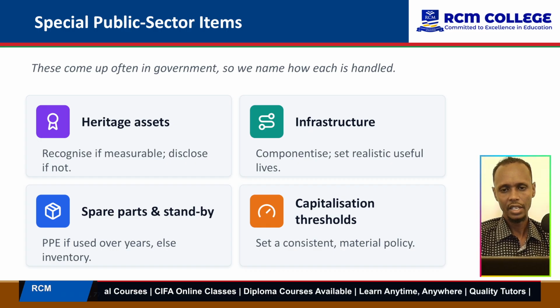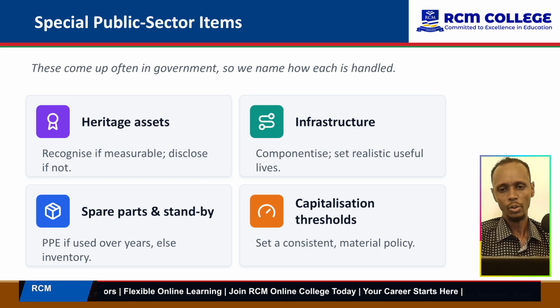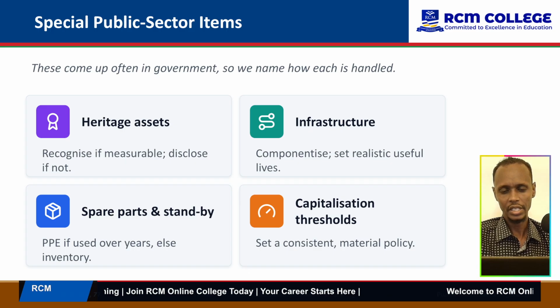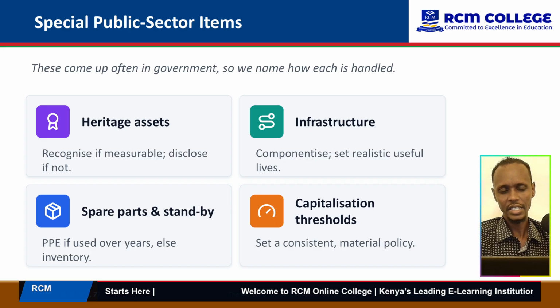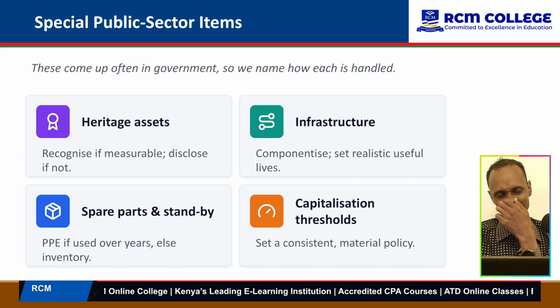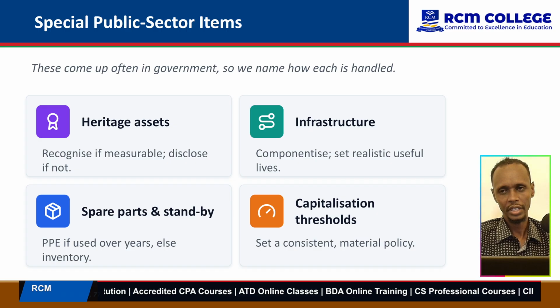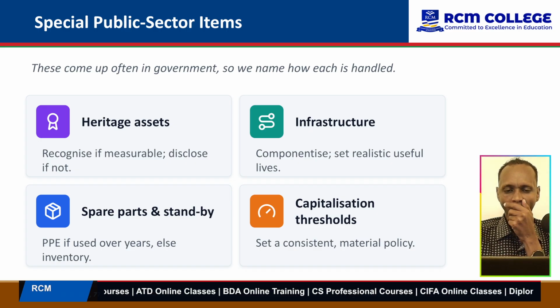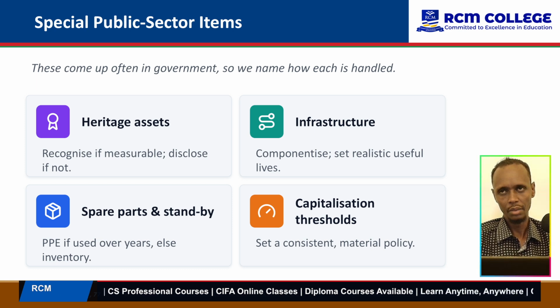Then the infrastructure assets like roads, we componentize. We categorize them into components, like the way we categorize the aircraft, then set a realistic useful life for each component. Spare parts and standby equipment: if it is something like an engine, used for many years, we capitalize. But if it is oil or small items, then we just expense them.